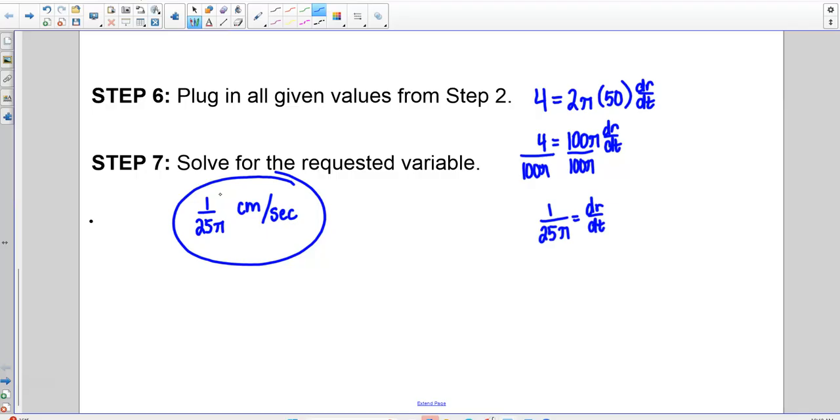But just for our curiosity here, let's see what that is as a decimal. It's like 0.01272 centimeters per second. So when you're out to 50 centimeters, which is going to be a pretty good size circle, the radius is really not changing all that quickly. If we looked at it whenever the radius was only like 1, the rate of change would be much higher.